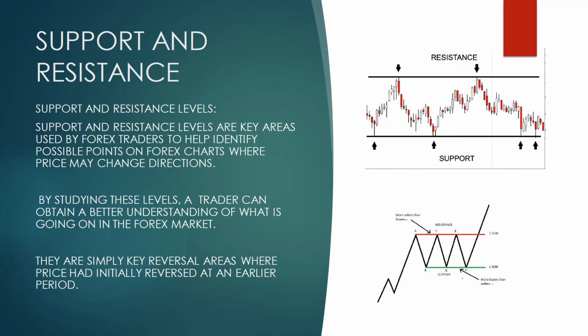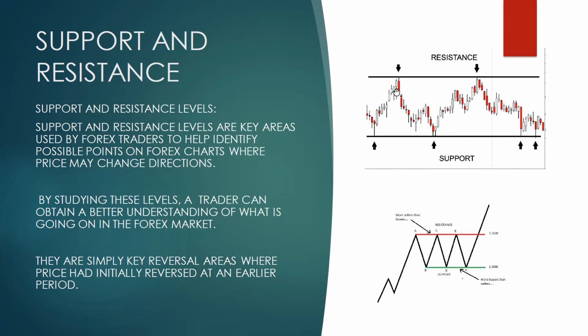Now, what are support and resistance? Support and resistance levels are key areas used by Forex traders to help identify possible points on Forex charts where price may change direction. By studying these levels, a trader can obtain a better understanding of what is going on in the Forex market. They are simply key reversal areas where price had initially reversed at an earlier period. Now, let me break it down.